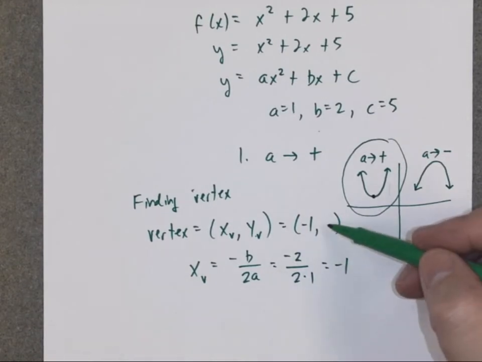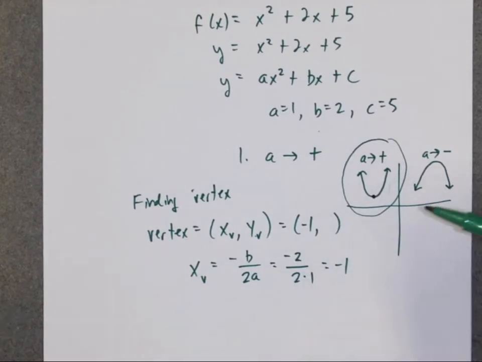Now if I can figure out the y of the vertex, then we can plot the vertex, and really we can actually go ahead and just sketch the parabola. So how do I find the y of the vertex?